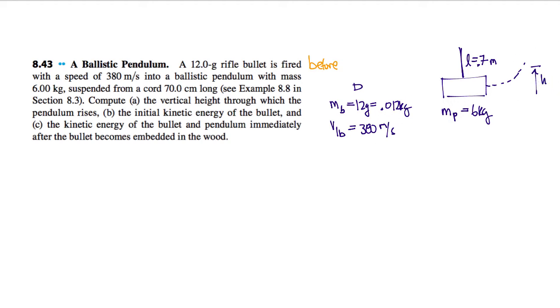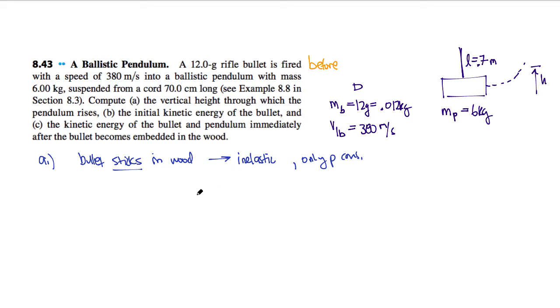So what are we going to do? For part A, we're going to start by realizing what type of collision this is. The bullet sticks in the pendulum, so the bullet sticks in the wood. That means this is an inelastic collision, so I only want to deal with momentum being conserved.